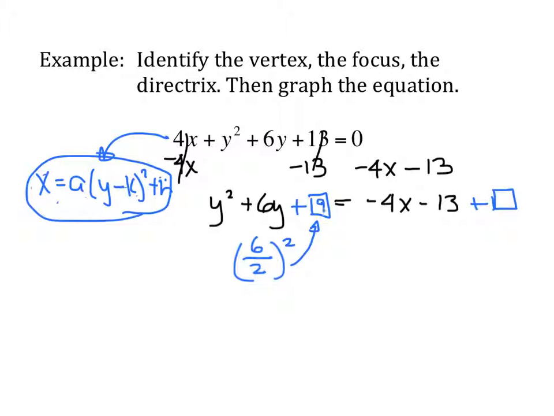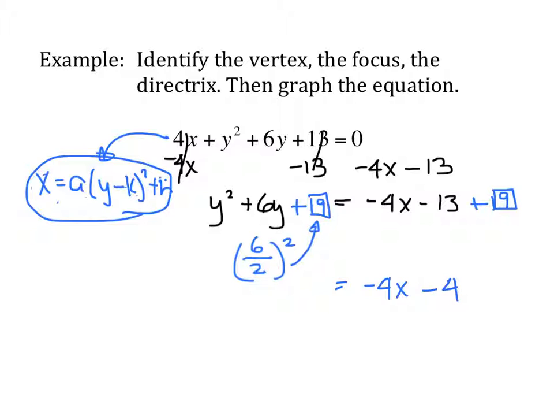3 squared is 9. So I put a 9 in both boxes, because remember, if I add 9 to the left side, I have to add 9 to the right side. What we're going to do now is clean it up. So on the right-hand side, I get negative 4x minus 4.